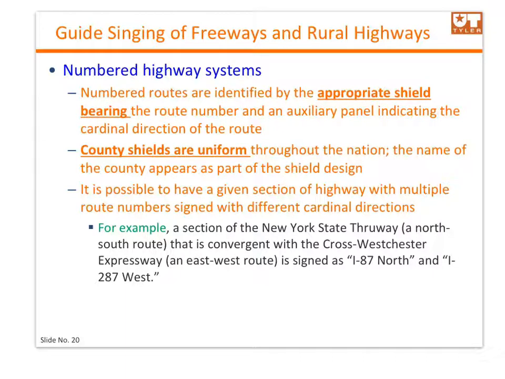For example, let me give you this example in New York. In New York, there is a thruway, which is a north-south route that is convergent with the Westchester Expressway, an east-west route, and that is assigned as I-87 North and also I-287 West.